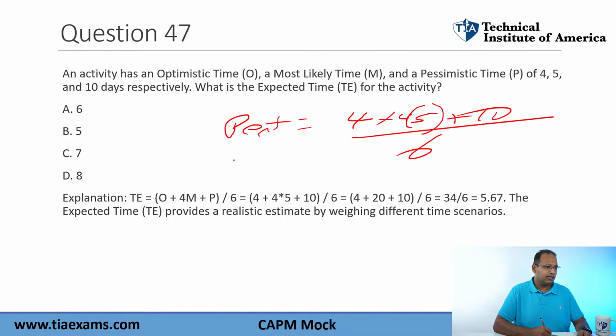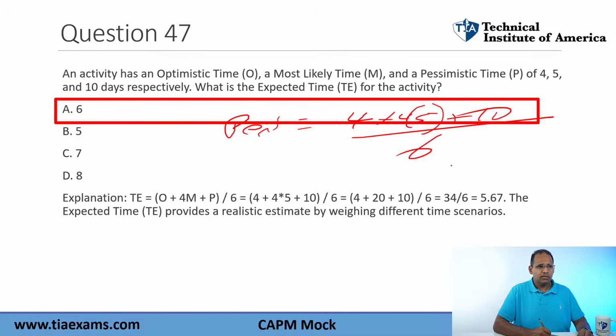So what is the answer here? Well, 4 times 5 is 20. 20 plus 10 is 30, plus the 4 is 34. 34 divided by 6 is 5.67. The closest answer we have here, guys, is 6. Why? Because this is rounded up to 6. It's not rounded down to 5. So you've got to be careful with your rounding there, okay? Be careful on your exam on this. Just make sure you know your formula.